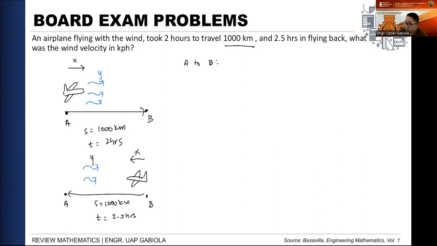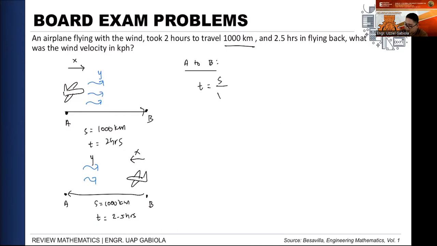Okay? From A to B, yung time natin ay 2 hours. Okay? And ang velocity natin is yung x and y, no? Sabihin, magkasabay sila, flying together, pwede natin sabihin na yung v natin ay x plus y. So, pwede natin gamitin yung formula for time is equals to distance over velocity.